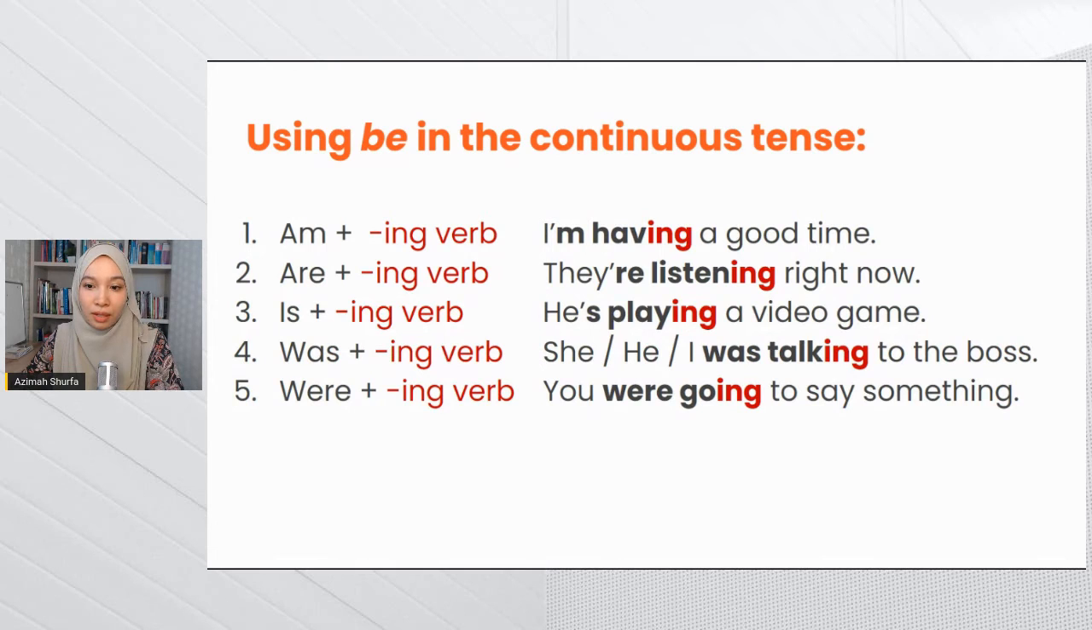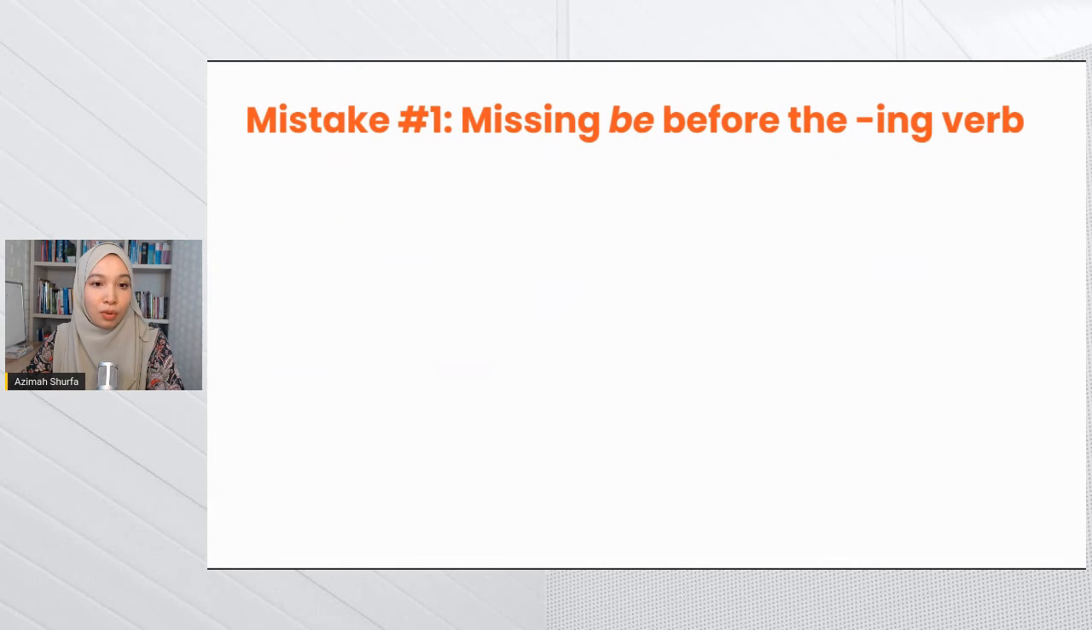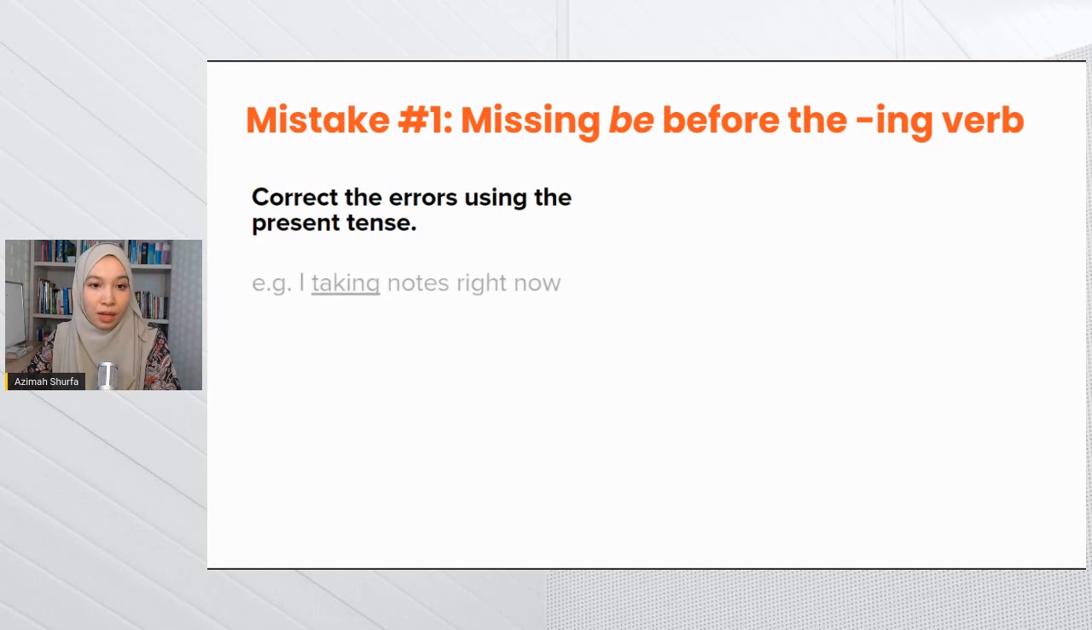Okay. All right. Now, the problem is when we miss out or we just don't add the be verb before the ing verb. And this is a common mistake made by second language learners. So I would like for you to correct the errors using the present tense. And an example is, I taking notes right now.